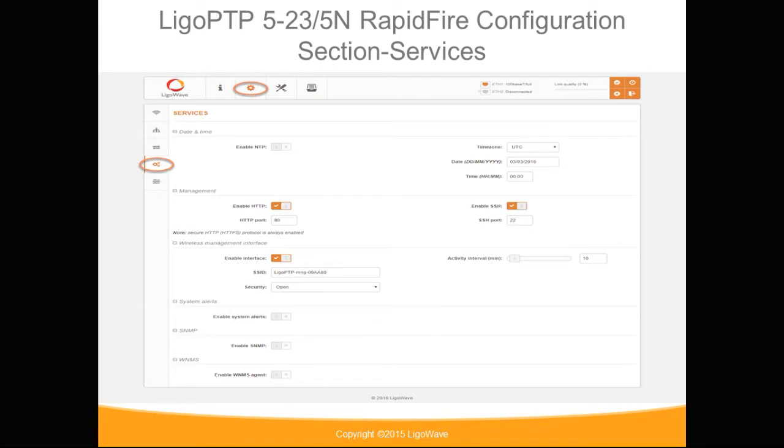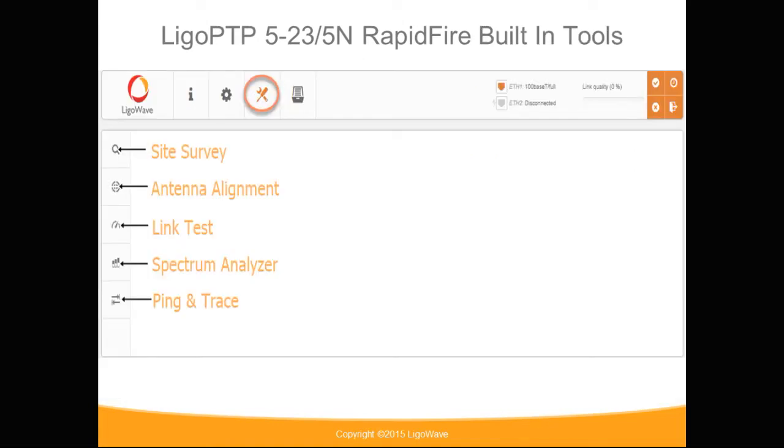Through the configuration services, the services available are time and date, management wireless of the wireless interface, system alerts, SNMP, and WNMS settings. Built-in tools are site survey, antenna alignment, link test, spectrum analyzer, and ping and trace.